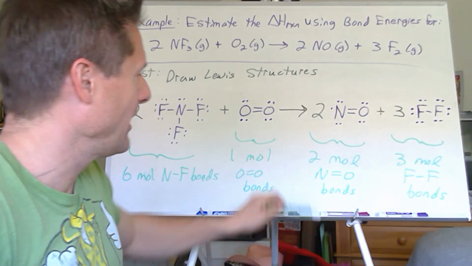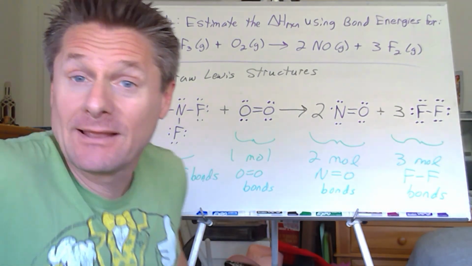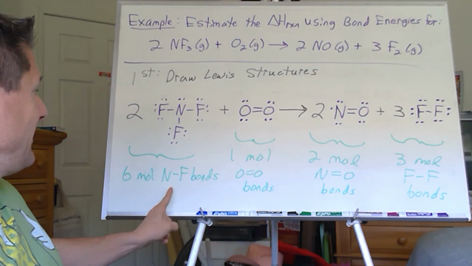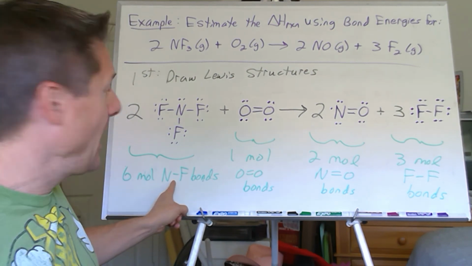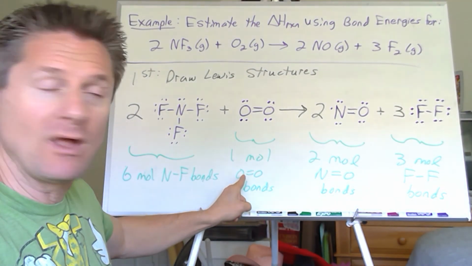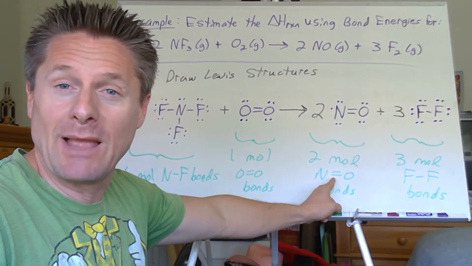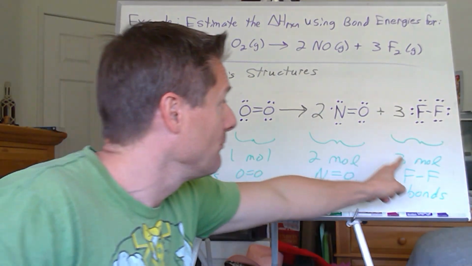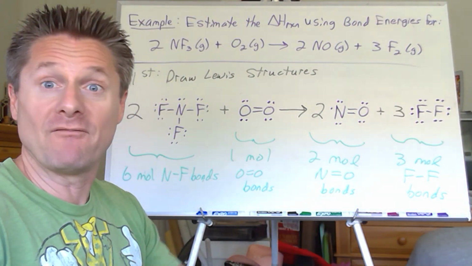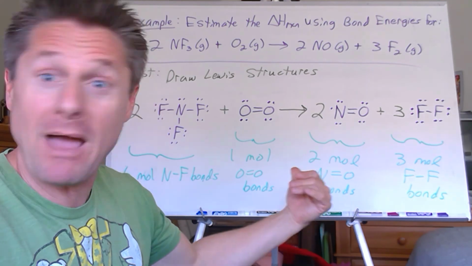Now, I don't normally write that down. I just do that in my head, okay? So we're just going to take 6 times the NF value, plus 1 times the OO double bond value, minus 2 times the NO double bond value, minus 3 times the FF single bond value. Whoa, let's do it. I'm out of space.